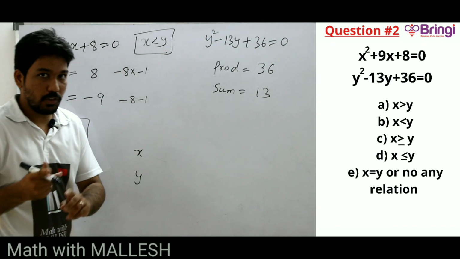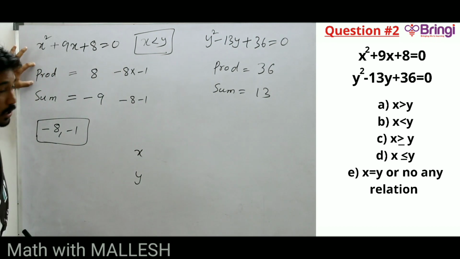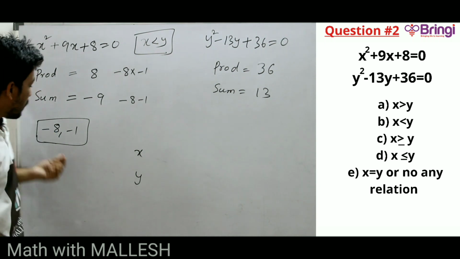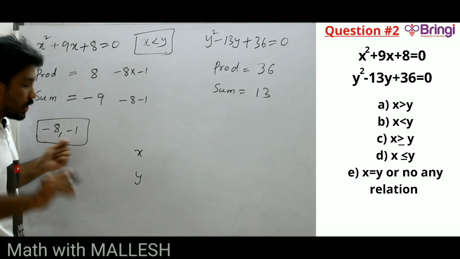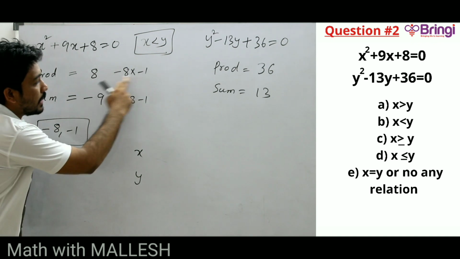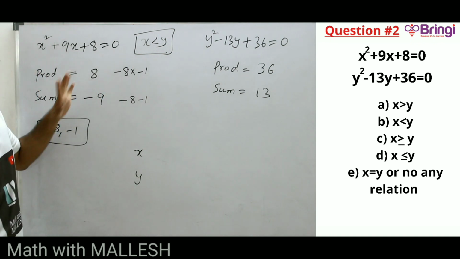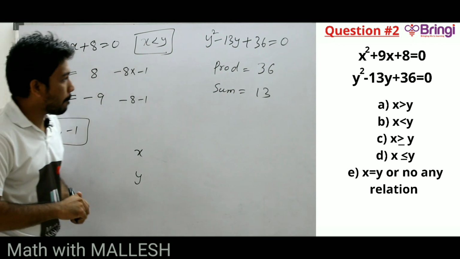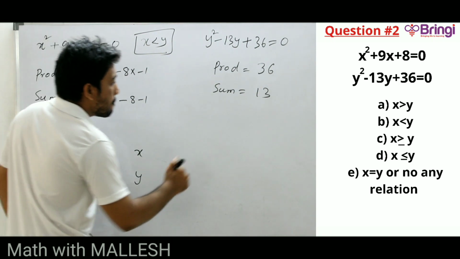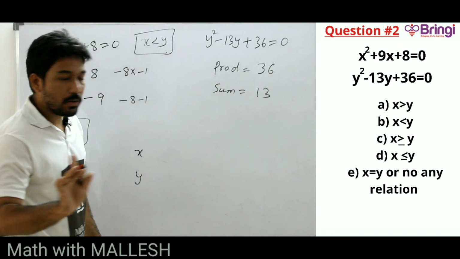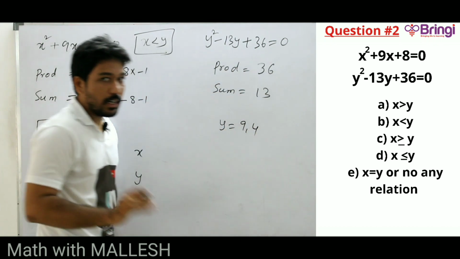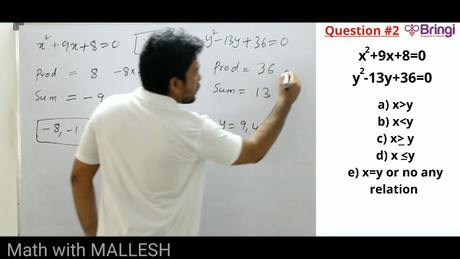Clear? Perfect. You want one more explanation? Wait. Product 8 or sum negative 9. The numbers are -8 comma -1, because the addition of -8 and -1 is -9 and the multiplication of -8 and -1 is +8. Successfully completed. Now look here, product 36 and sum is equal to 13. 9 comma 4. Perfect. Y is equal to 9 comma 4. Let me check.